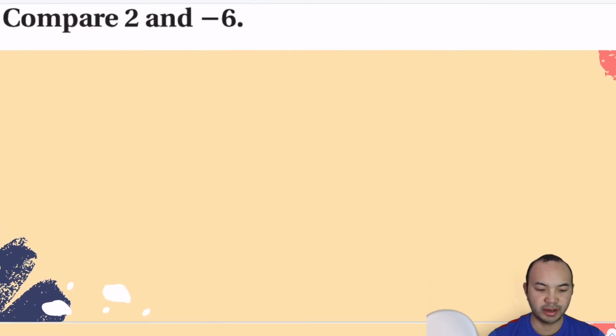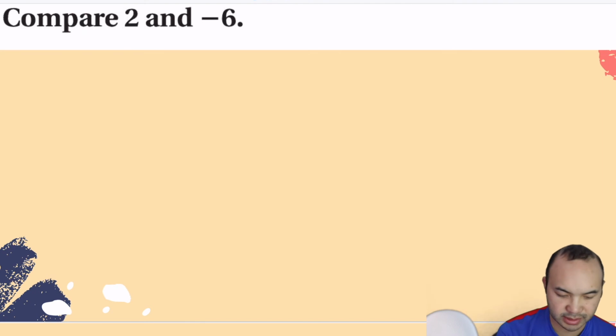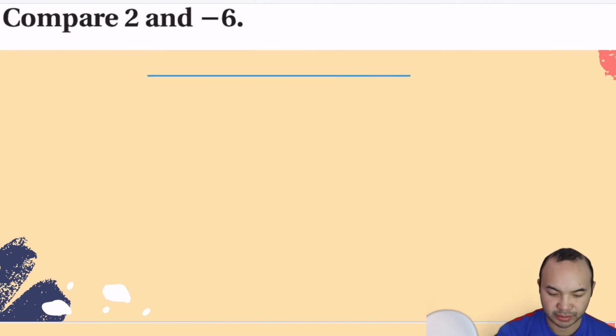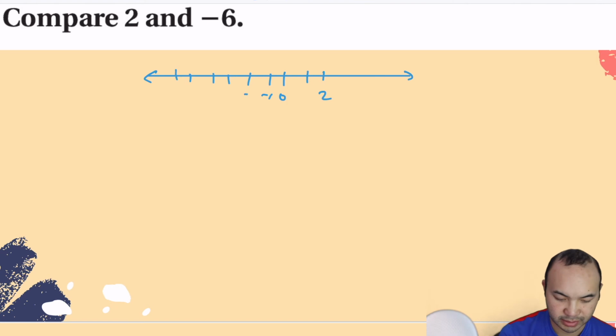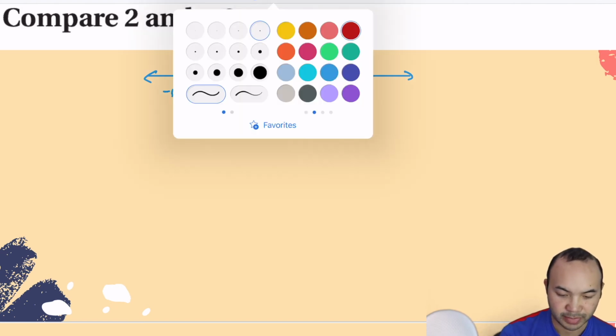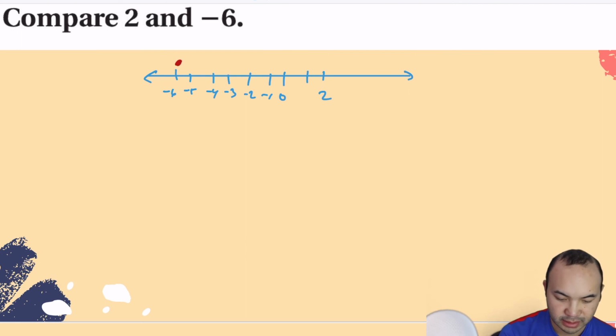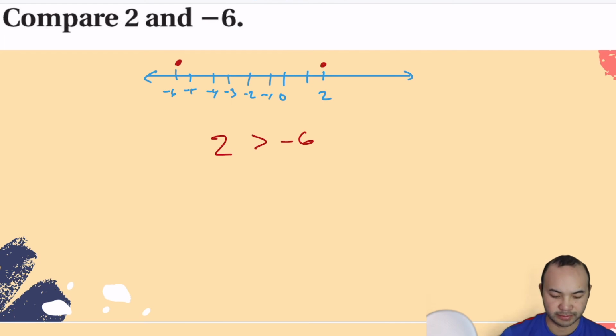So now it says compare 2 and -6. So if you're comparing that, if you're not 100% sure already, you can make a number line. 0, 2 is here, 1, 2, 3, 4, 5, 6. So -1, -2, -3, -6 is over here. So that means -6 is here, 2 is over here. If this number, so 2, is to the right of -6, then you would say 2 is greater than -6. That's what it means to compare.